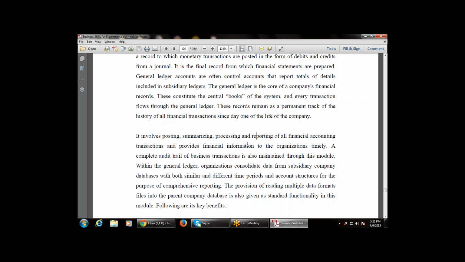Within the general ledger, organizations also consolidate data from subsidiary company databases with both similar and different time periods and account structures for the purpose of comprehensive reporting. So whenever the general ledger is prepared, the organization can consolidate from its subsidiary companies' databases across time periods and account structures. Various provisions are also taken care of in the comprehensive reporting.